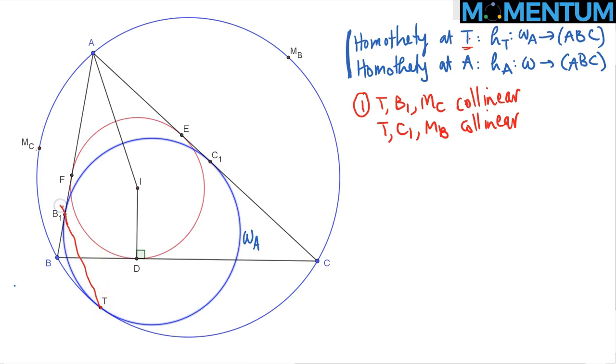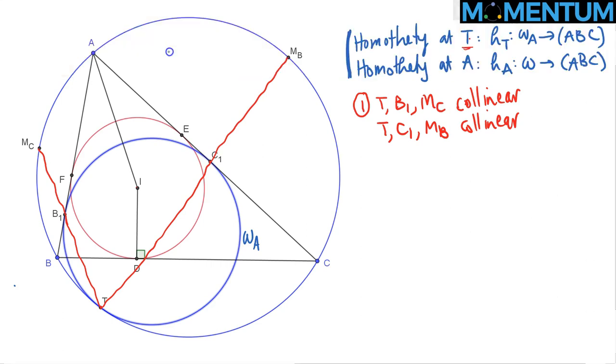It should be a tangency at the midpoint MC, right? So that's a straight line. Okay, that doesn't look like a straight line. That sucks. Okay, so let's try to make it. Okay, there you go. And by the same reasoning, T, MC1, those 3 points are also collinear. So that's the first result.